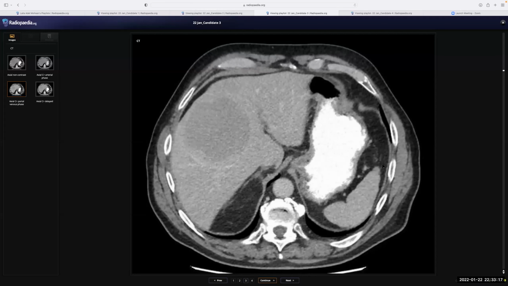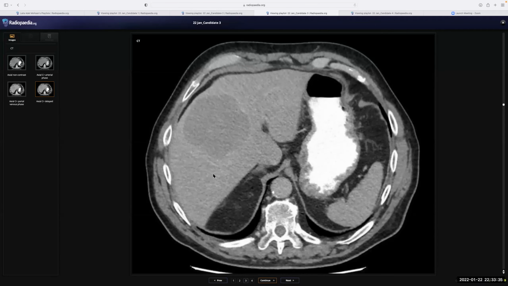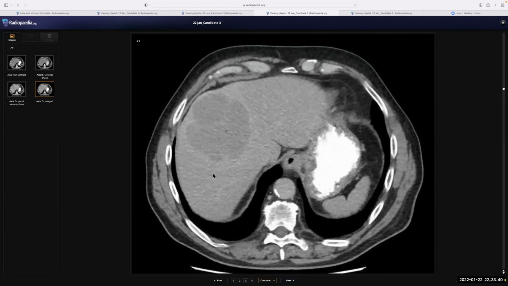And very well defined. I think it is a long-standing lesion because there is no edema in it, and even the vasculature is pushed away. The delayed images also show a mild enhancement in the periphery of the lesion. The lesion is lower in density than the liver. This all gives the impression again of a long-standing hydatid cyst or an amoebic abscess in the liver.